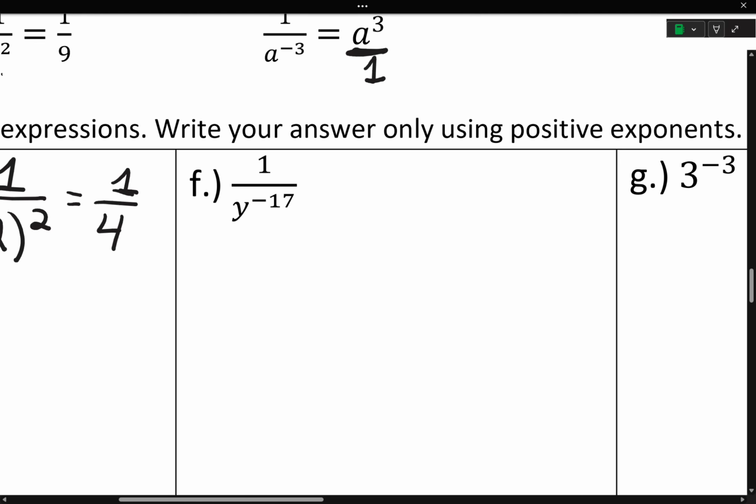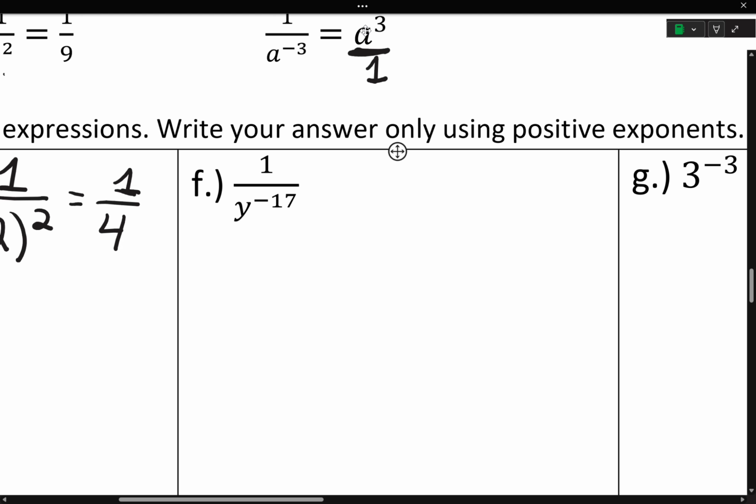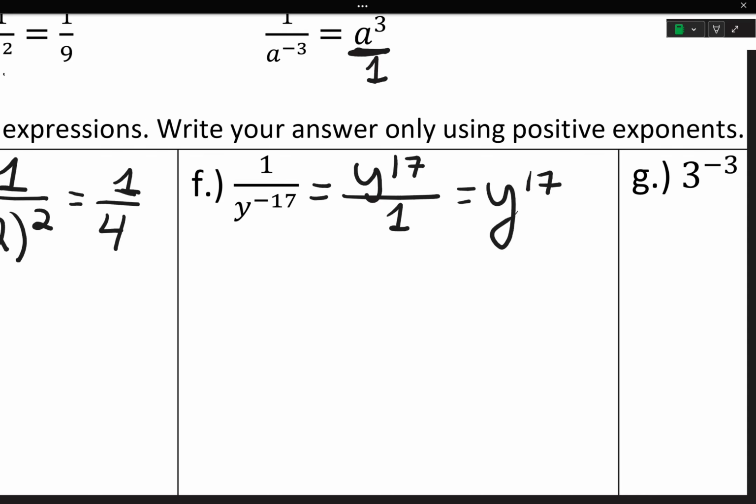Letter F. There's no numbers to deal with, so all we can do is rewrite this as a positive exponent, since we only have a variable. The negative exponent is in the denominator on the bottom of our fraction. So we're going to put it onto the top of our fraction as a positive exponent, and then a 1 on the bottom. Really, we could just write it as y to the positive 17.